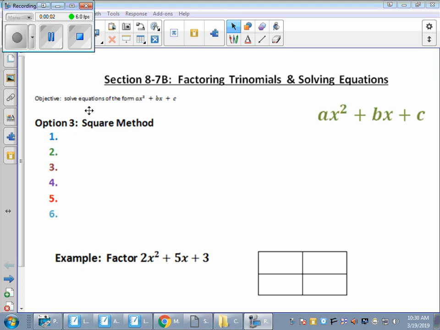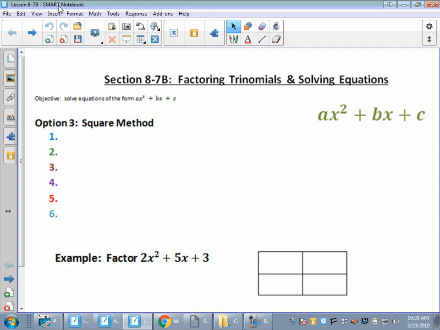All right, here we are, 8-7B. We're going to factor trinomials and solve equations here. So we're just kind of doing some more things that we did last time. Last time we did either guess and check, or you could do the product sum table. We're going to give you a third option here.